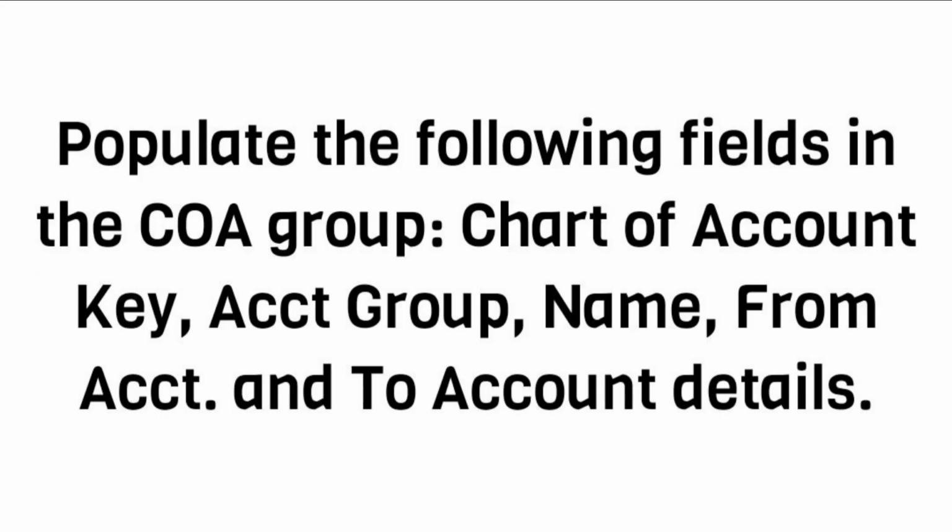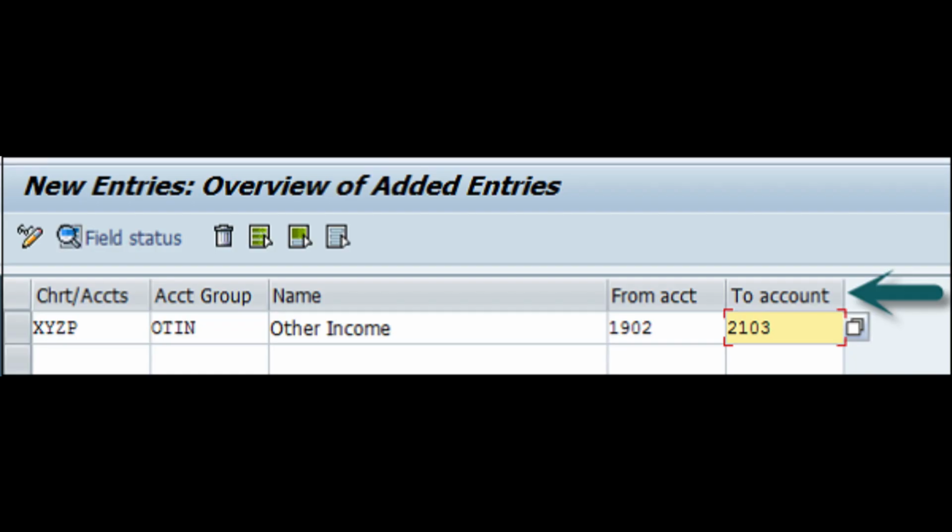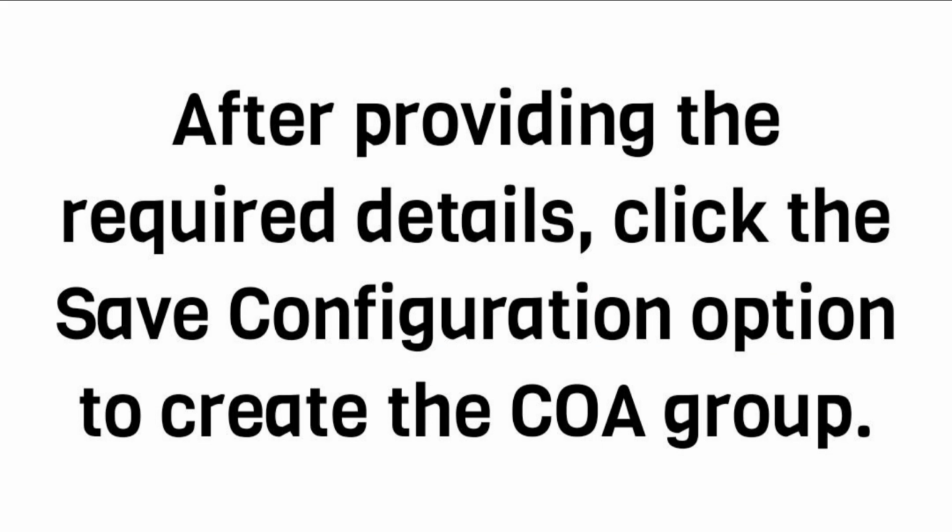Populate the following fields in the COA group: chart of account key, ACCT group, name, from ACCT, and to account details. After providing the required details, click the Save Configuration option to create the COA group.